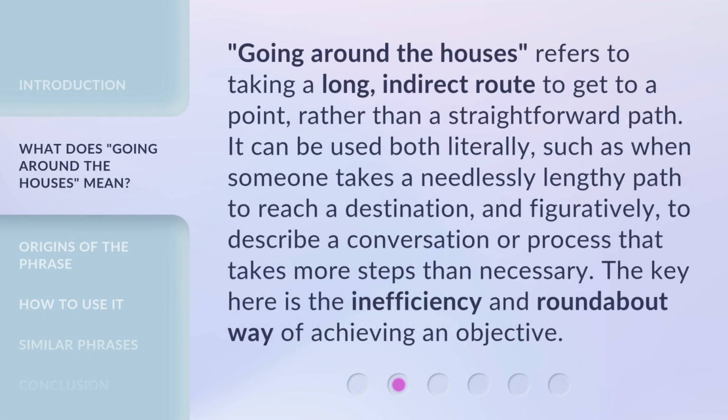Going around the houses refers to taking a long, indirect route to get to a point, rather than a straightforward path. It can be used both literally, such as when someone takes a needlessly lengthy path to reach a destination, and figuratively, to describe a conversation or process that takes more steps than necessary. The key here is the inefficiency and roundabout way of achieving an objective.